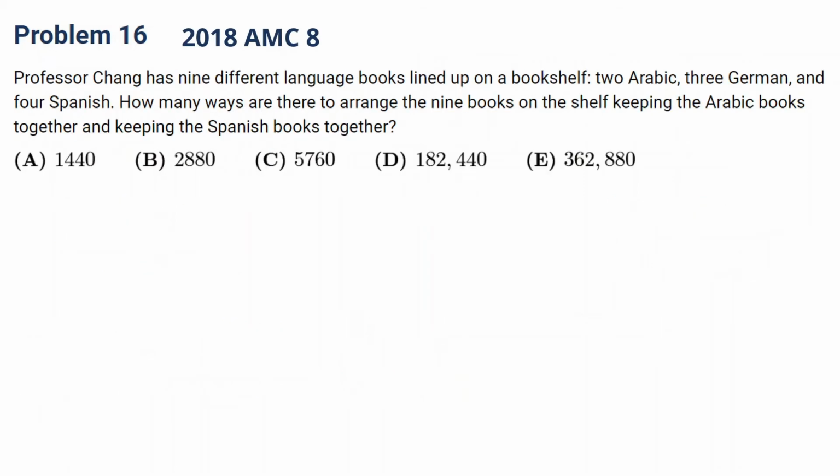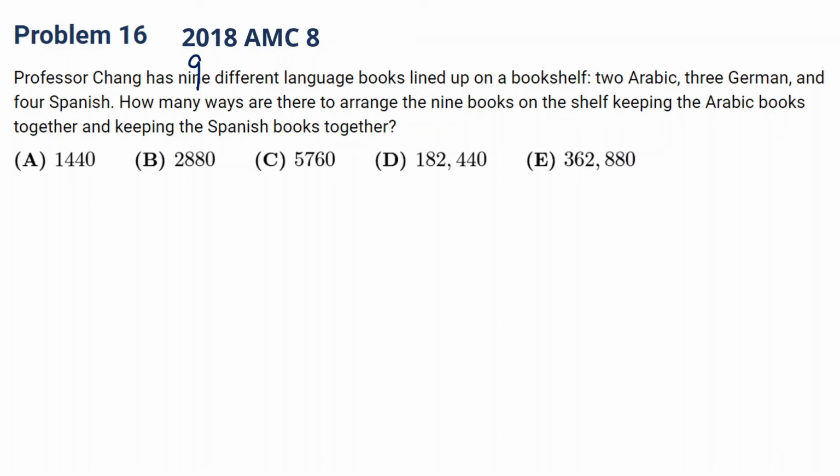Okay, let's see the next one. This is 2018 problem 16. Let's pause the video and think about it. Okay, let's continue. So Professor Chan has 9 different books.